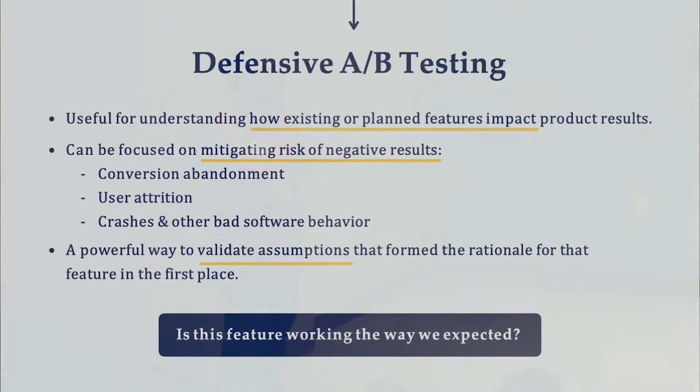And so every time you build a feature in your product, presumably that feature is built on or based on some kind of rationale or assumption. And so A/B testing is a way to challenge and test those assumptions and verify that they are in fact correct. Ultimately answering the question, is this feature working the way that we expected it to?